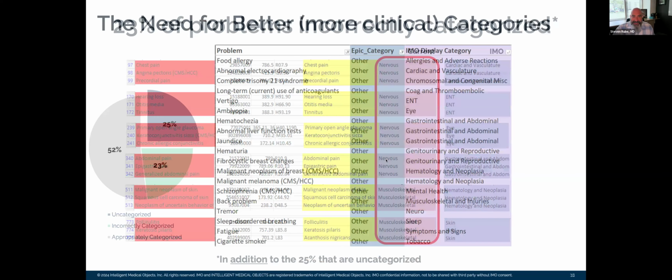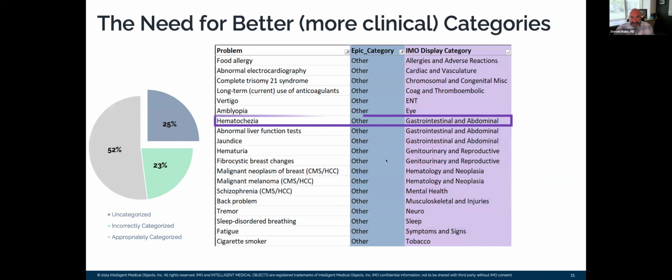And an example of this is something such as, in this case, hematochezia, a common problem. It ended up in this situation in one EHR's example in other. This EHR has decided to go with IMO's categories for the most part, and we ended up putting it in gastrointestinal and abdominal.